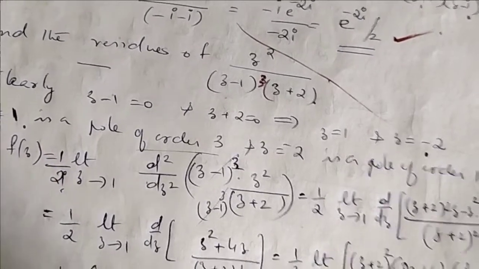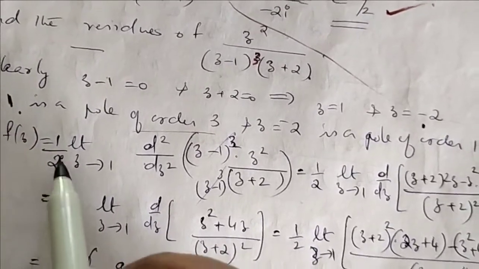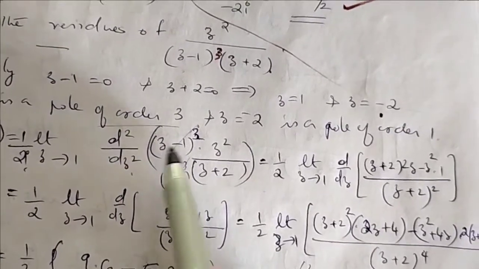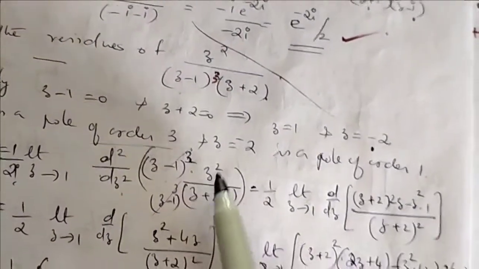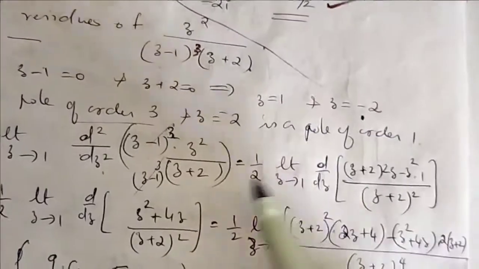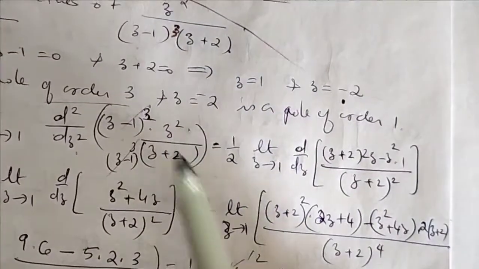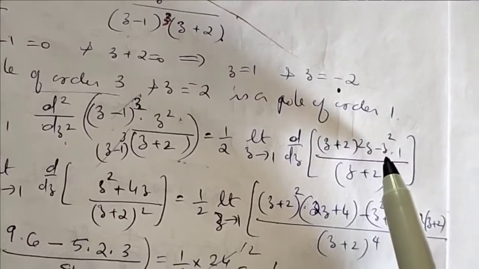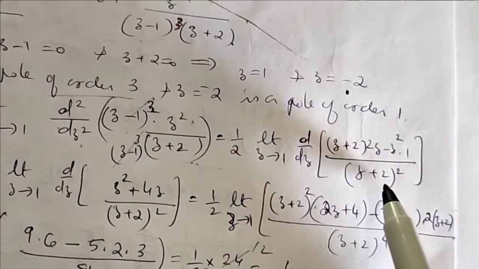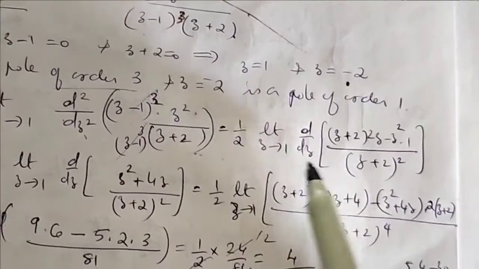First of all, we find the residue at z equal to 1. What type of pole? It is a pole of order 3. So the formula is 1 by 3 minus 1 factorial, that is 2 factorial, limit as z tends to 1 of the second derivative d square by dz square of z minus 1 the whole cube into the function. So z minus 1 the whole cube cancels. Then find the derivative of z square by z plus 2 using the quotient rule: denominator into derivative of numerator minus numerator into derivative of denominator, divided by denominator square. We have to find the second derivative, so first one derivative, then again we need to find the derivative.